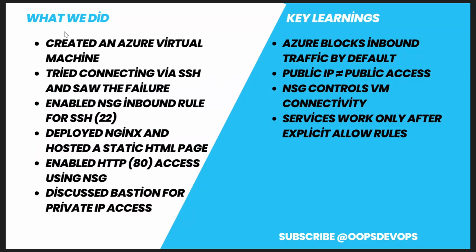Before ending, let me summarize this video. What we did: we created an Azure virtual machine, tried connecting via SSH and saw the failure. Enabled the NSG inbound rule for SSH, deployed Nginx and hosted a static HTML page, enabled HTTP, which is port 80, access using NSG, and discussed Bastion for private IP access. Now the key learnings: Azure blocks inbound traffic by default. A public IP does not mean you have public access. NSG controls VM connectivity. Services work only after explicit allow rules.